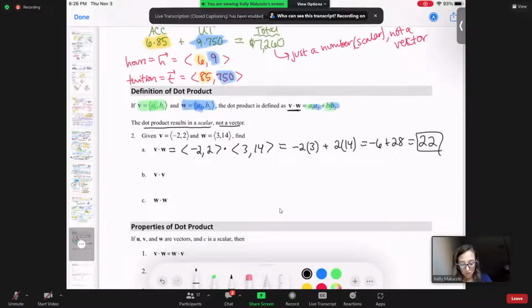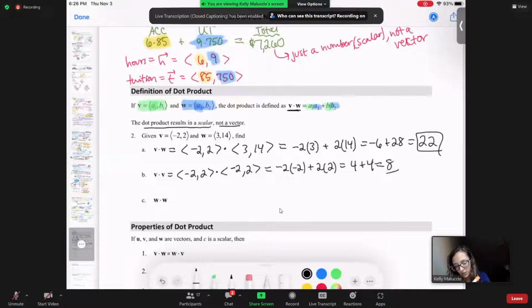V dot V, kind of weird, but again you don't need to write each of these, I'm just trying to be very clear with what we're doing. This would be -2 times -2 plus 2 times 2. That's a lot of twos. So -2 times -2 is 4, and then 4 again. So this was just 8. And then W dot W, fewer twos, thank God.